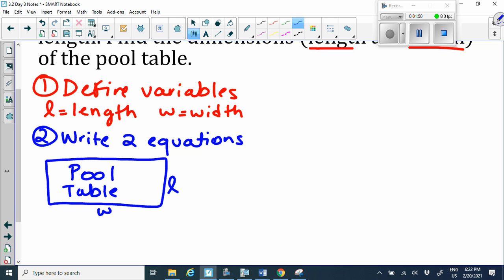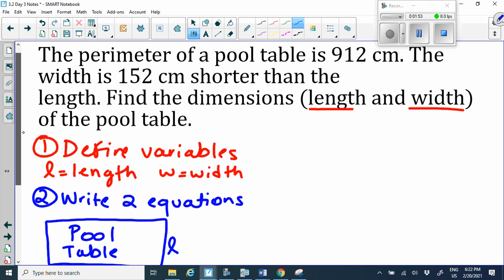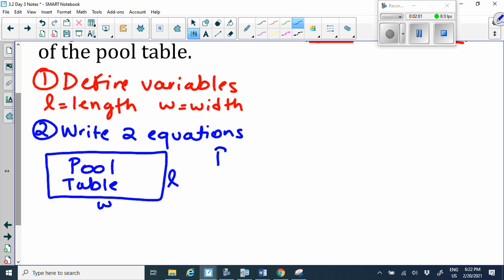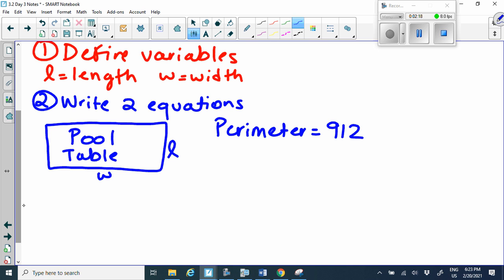Let's underline some important information. They tell us the perimeter of the pool table is 912 centimeters, so I'm going to put that there. As I said, to find perimeter of a rectangle, we would add up all the sides. So that would be length plus length plus width plus width. But how could we write that as an equation? Well, if we have 2 lengths, I can write that as 2L. And if I have 2 widths, that means I have 2W. And that can equal our perimeter, which in this case is 912.